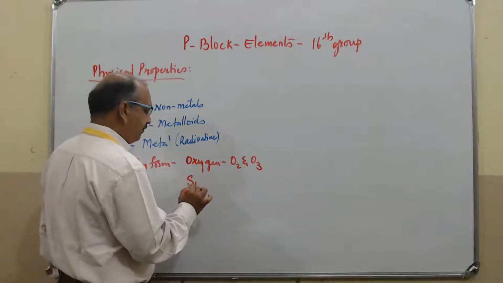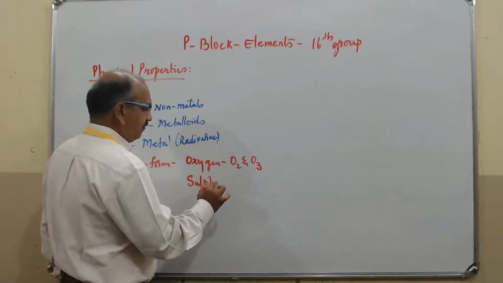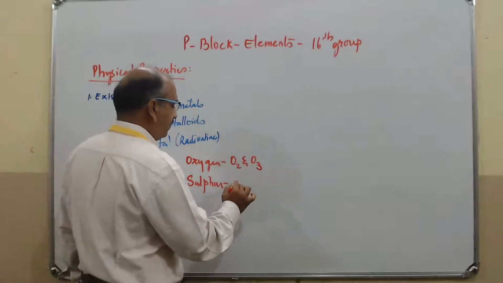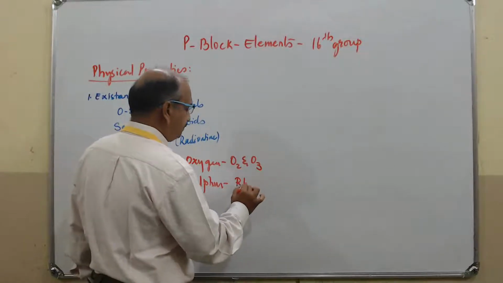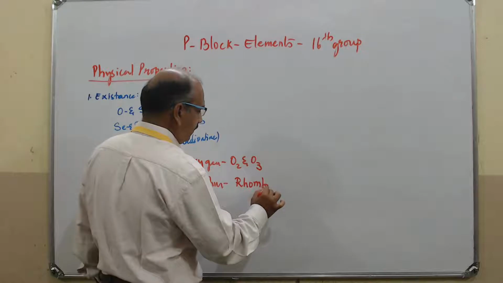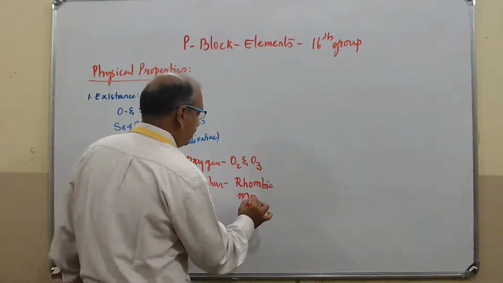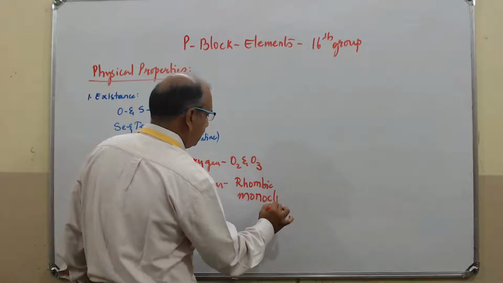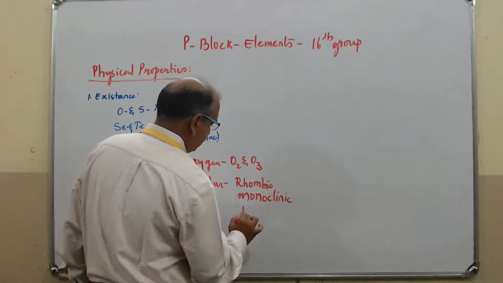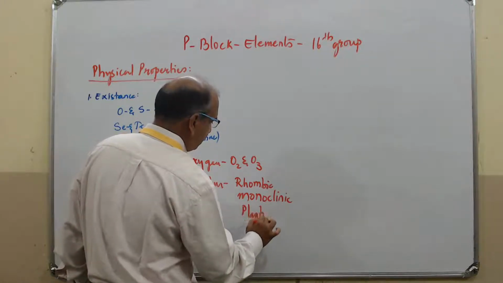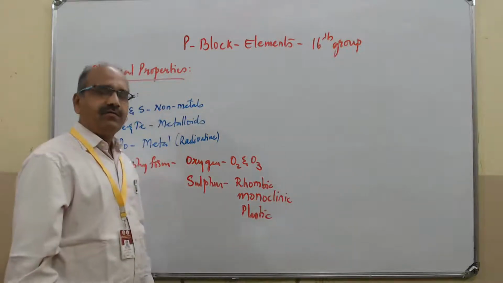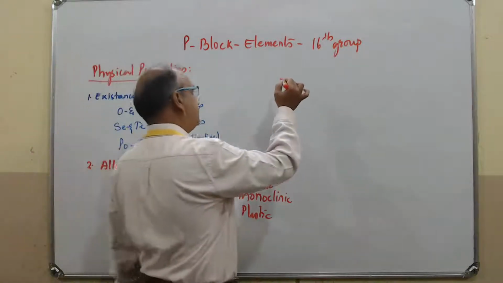Then sulfur exists in the form of rhombic, monoclinic, and plastic. Three forms of sulfur are there. These three are the allotropic forms of sulfur.